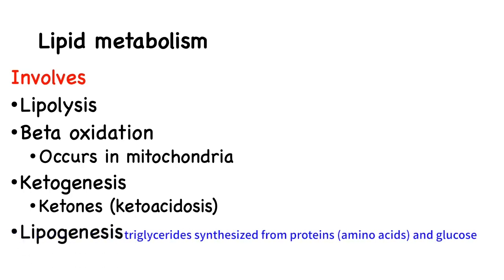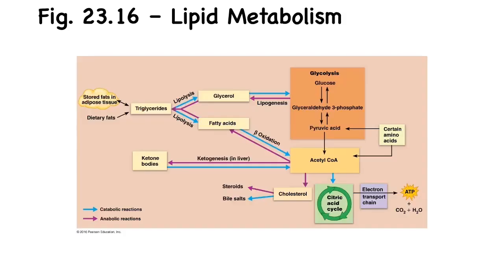Lipogenesis. The formation of triglycerides from carbohydrates and proteins. Triglycerides are stored in your adipose tissue. The hormone glucagon triggers the adipocytes to break down the triglycerides into glycerol and fatty acids through the process of lipolysis. Let's follow the blue arrow.